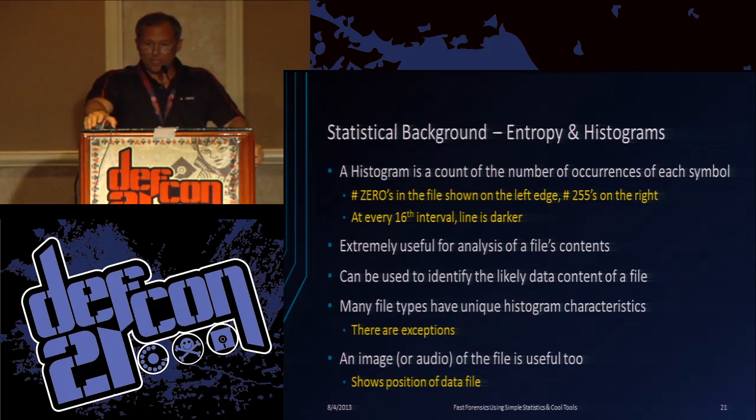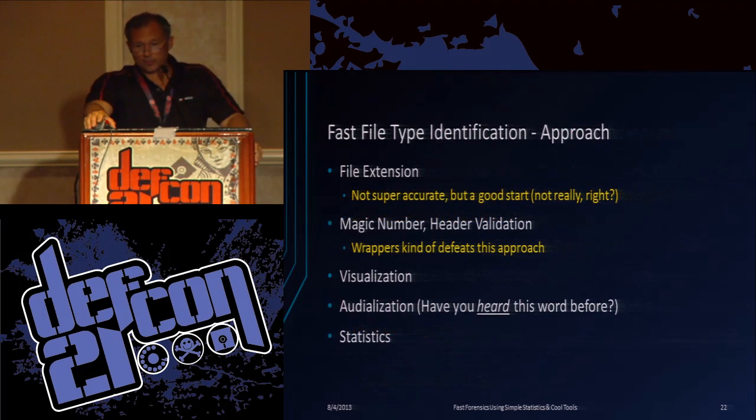So histogram, I've kind of talked about that already. Just on the chart, on the left side of the chart, that's going to be the 0 count, and on the right side of the chart is the 255 count. And the darker lines are at 16 value intervals. So at 16, the line is a little darker. At 32, the line is a little darker, just to kind of break it up a little bit. Many file types I discovered have unique histogram characteristics. And so I've used that. You can identify them very quickly in many cases.